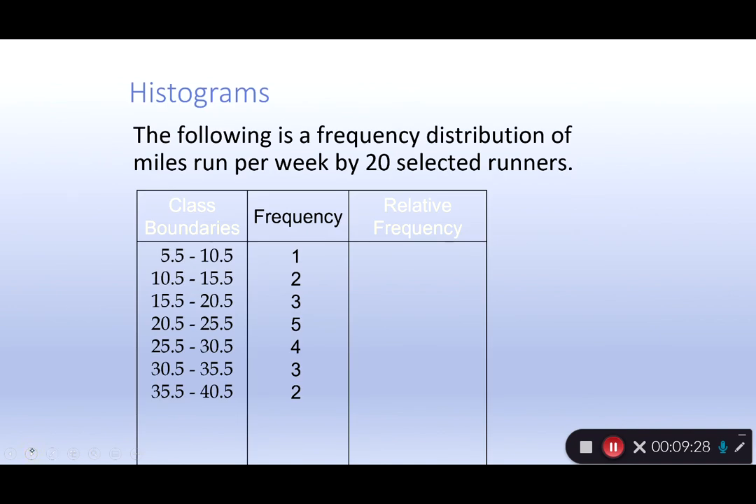All right, so here we have a frequency distribution. Notice I have class boundaries, not class limits. And I have frequencies 1, 2, 3, 5, 4, 3, 2. So let's take a moment to go over relative frequency. So the total number of frequencies here is how much? Why don't you pause the video and add them up. Okay, so I hope you got 20, because that's what they should add up to.